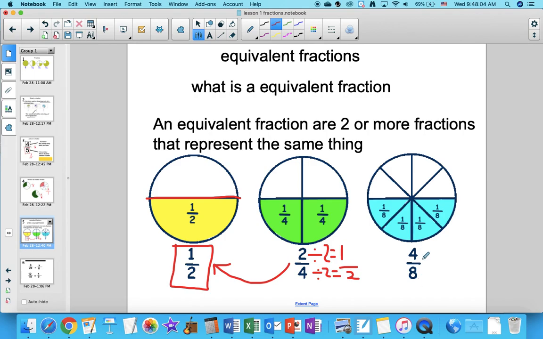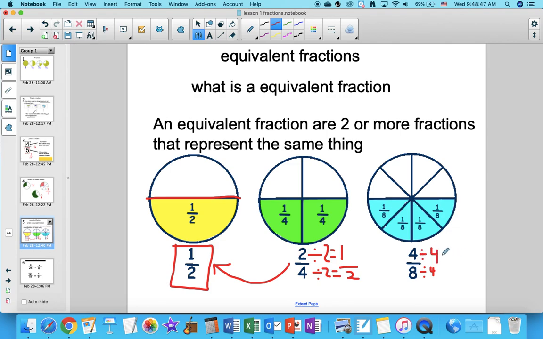I have 4 over 8. Is there a number I can divide 8 and 4 by? It has to be the same number. I can divide 8 by 2, and I can also divide 4 by 2. So 4 divided by 2 is 2, and 8 divided by 2 is 4. Oh, well, that's just this one. And I can do the same thing again to get 1 over 2. Another way you could do it, you can divide 4 and 8 by 4. So you can divide 8 by 4, and you can divide 4 by 4.